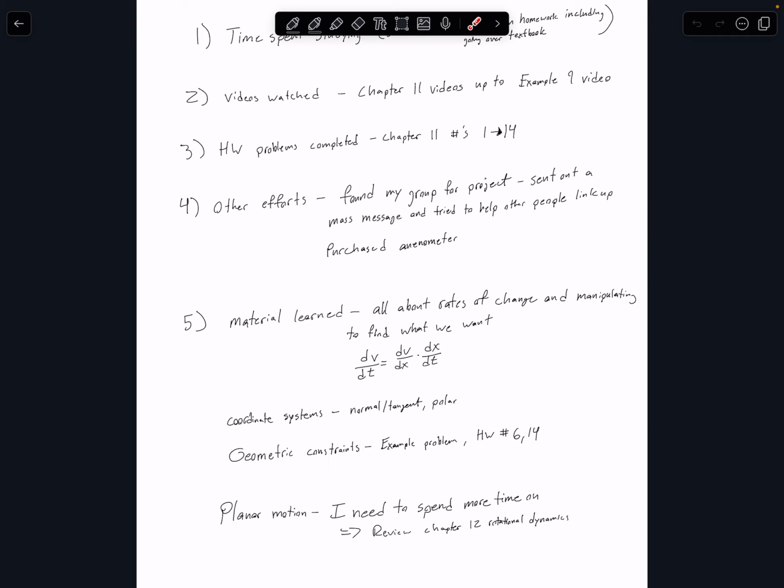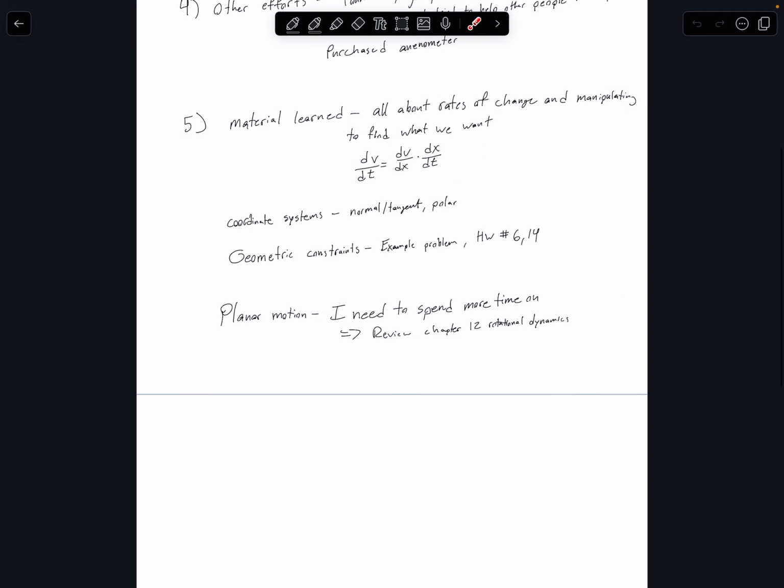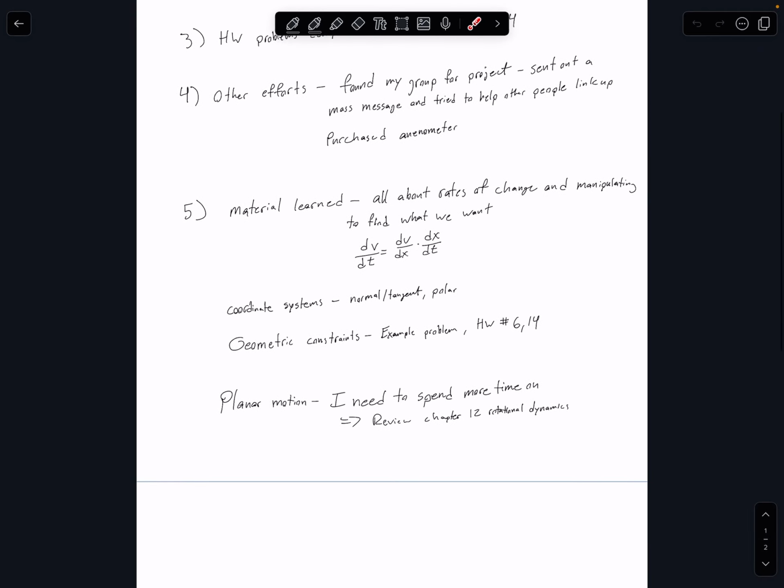But I don't have it on hand, but I purchased, might be butchering this, my anemometer for the project as well. So that's cool.